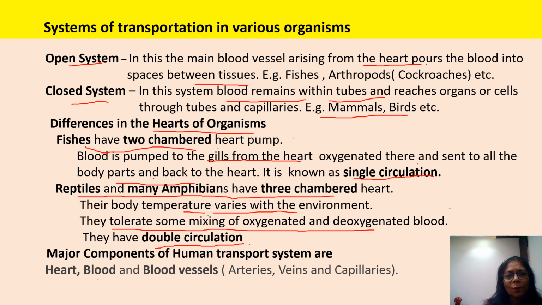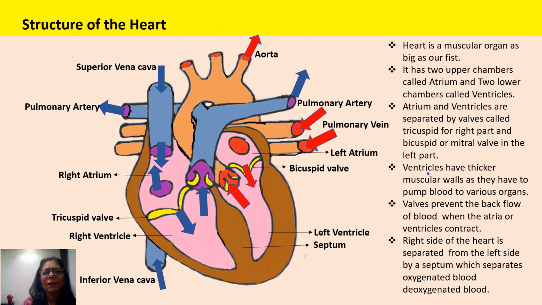Major components of human transport system are the heart, blood, and blood vessels. Blood vessels are of three types: arteries, veins, and capillaries. Let us study the structure of an organ which is responsible for distribution of nutrients, waste, and materials from one part of the body to another part. This organ is the heart.